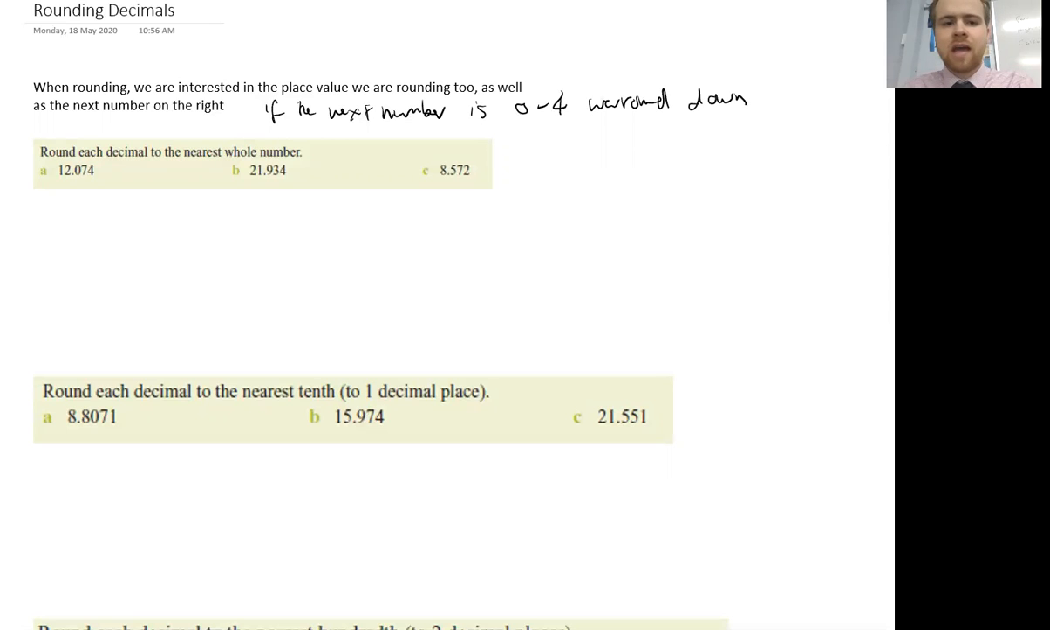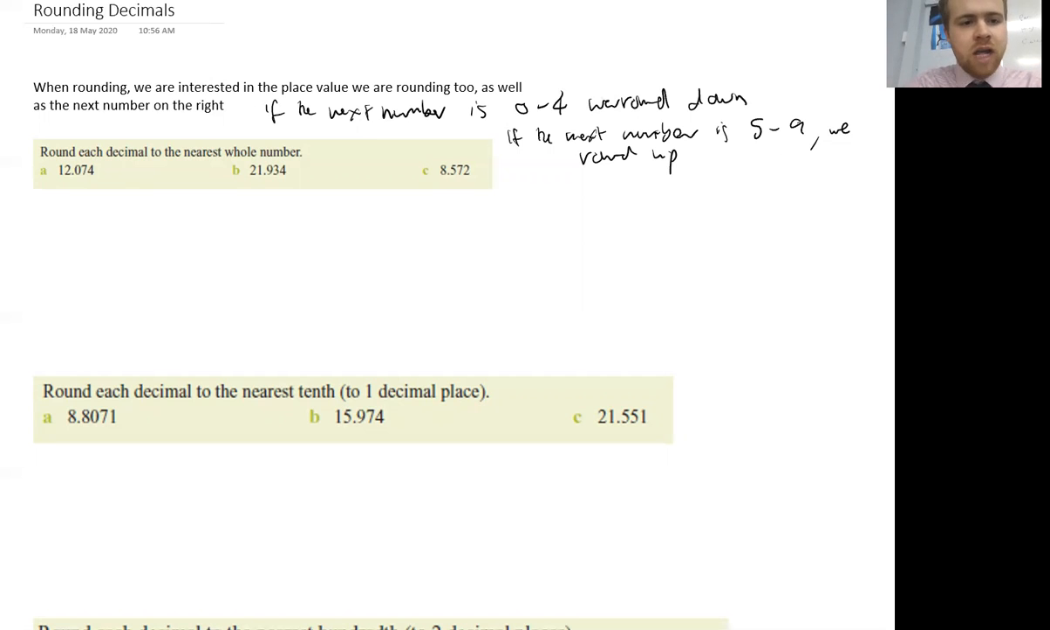Okay, so in that case, we just cut off the value and we keep the place value that we're rounding to the same. If the next number is 5 to 9, we round up, which means we cut off that value, but the number that we're rounding to goes up 1 value. Okay, so let's do a few examples so you can see what I mean.